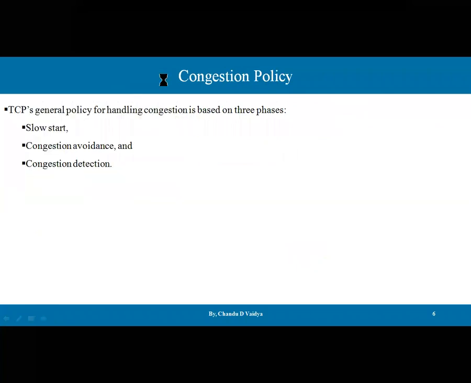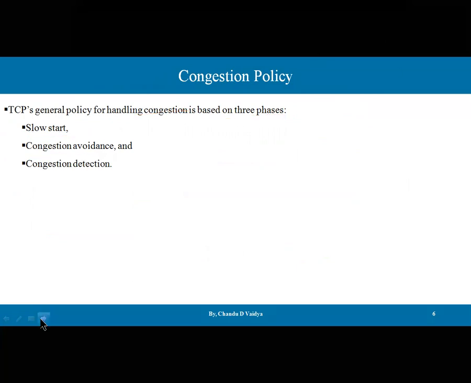The second is the congestion policy. Here there are three policies or three phases available. TCP general policies for handling congestion are based on three phases. First, slow start. Second, congestion avoidance, and third, congestion detection. So let's take them one by one.